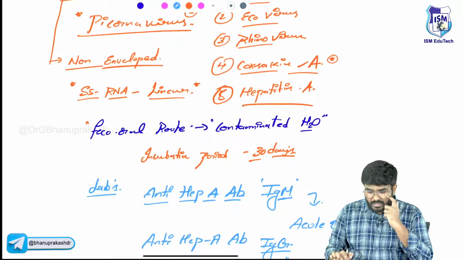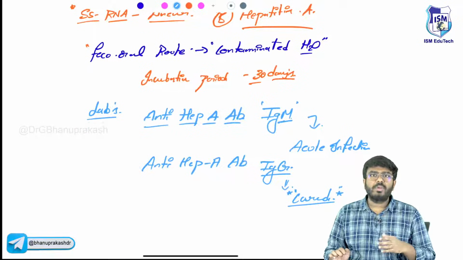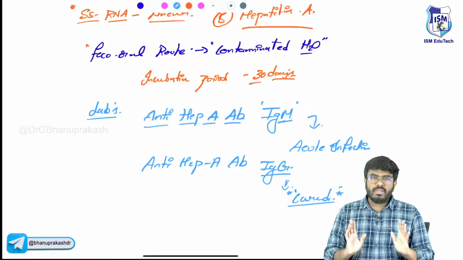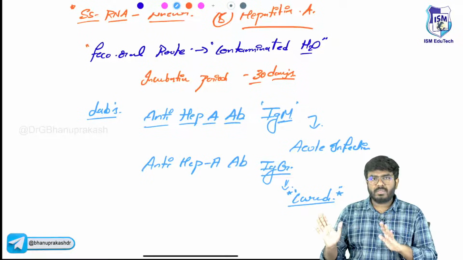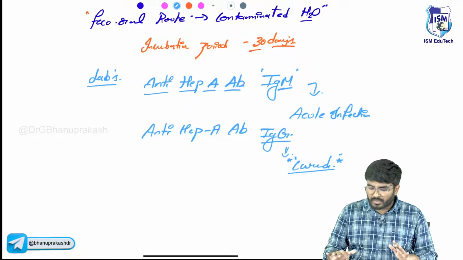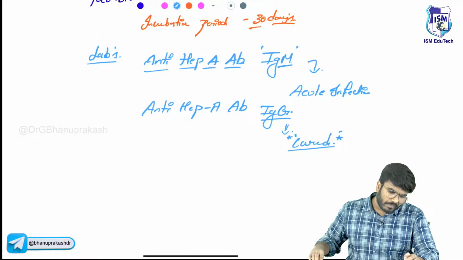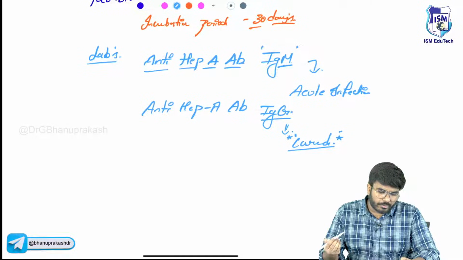Hepatitis A virus is a self-limiting virus. No specific treatment is there. The incubation period is about 30 days. How can we diagnose it? By looking at the antibodies. If you have the IgM type of antibodies, you are having the disease. So these are some points which I want you to know.